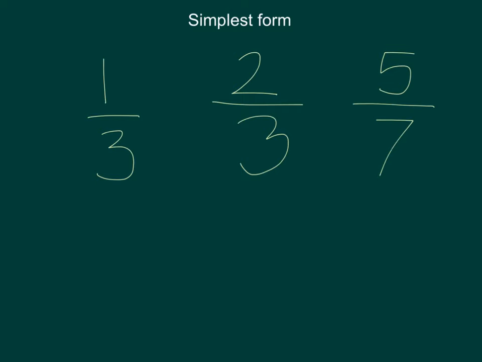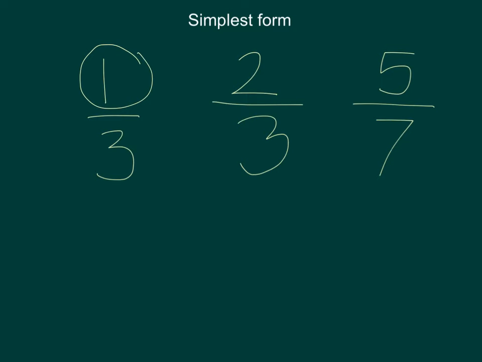Simplest form is when the fraction has nothing in common between the numerator and the denominator, meaning it's in its simplest form. That's the easiest way to think about it. There are a few ways to remember if a number is in simplest form. First of all, an easy way is if the 1 is in the numerator.